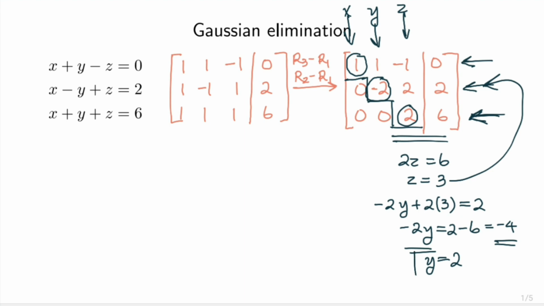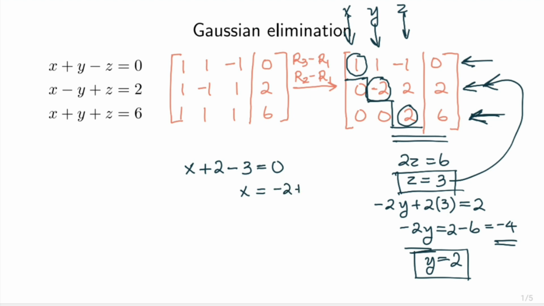So we found our value for y, and we found our value for z. And we can use that to find the value of x by putting y and z into the first equation. So let's do that. We have x from the first equation, x plus y, but y is now 2, minus z, but z is 3, and that's equal to 0. So we want to solve this for x. What does it give us? It gives us x equals -2 plus 3, which is equal to 1. So we have x equals 1.